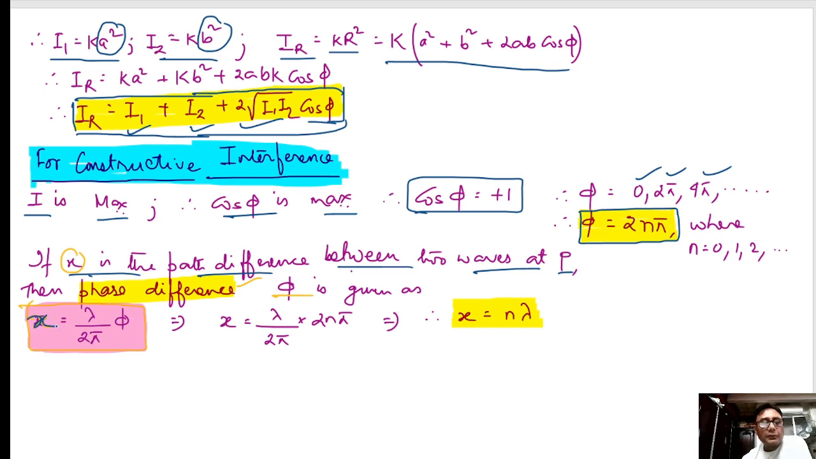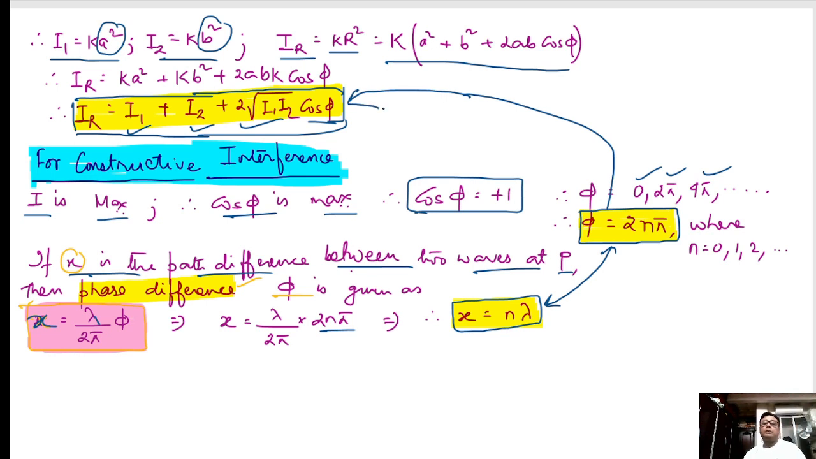The path difference is lambda by 2 pi into phase difference. So the phase difference is 2n pi, which means the path difference is n lambda. Please note these two formulas are very important, and the resultant intensity formula is very important. These three formulas are very, very important for doing numericals. That means the phase difference is 2n pi, the path difference is n lambda, and this is the resultant intensity for constructive interference.